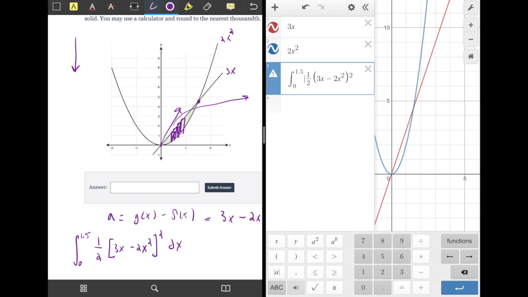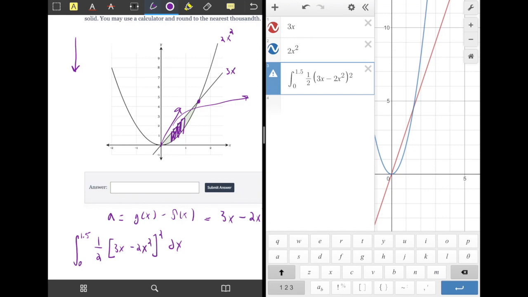And so that means, can I get away with just putting a dx here? I don't know if it'll let me do that. Yes, it will. Okay, so what we have here is that this volume is equal to 0.506.